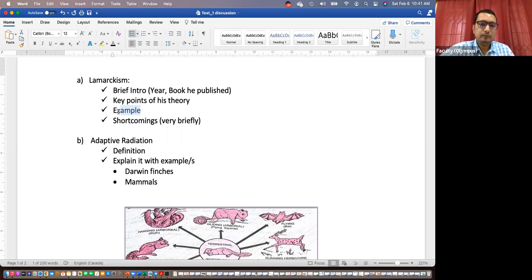And towards the end, don't focus too much on shortcomings, because it's a short note and you don't have much space for writing. The majority of the focus should be on these three parts, mainly on explaining his theory with examples. Mention the shortcomings, but you don't have to expand more on them.